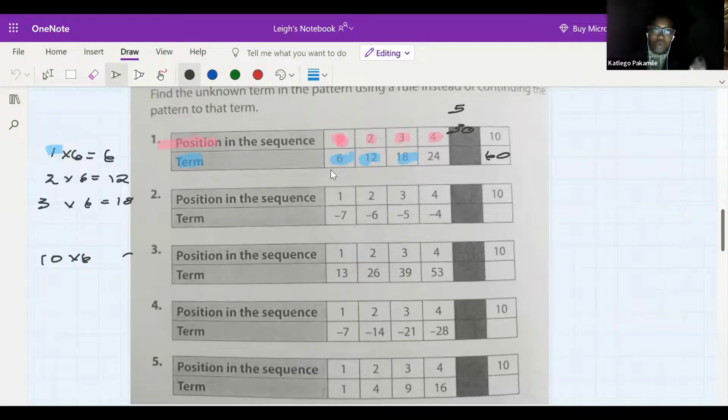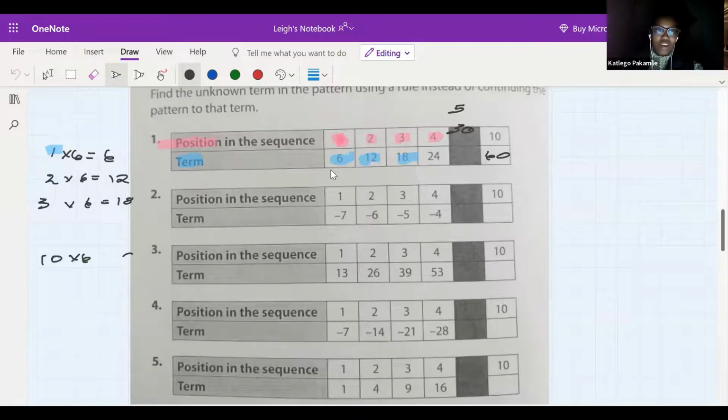Then you check, does it work with the next one? Okay, number 2 times 6 is 12, which is the term. Okay, it works. Does it work with number 3? Okay, 3 times 6 is 18, so it works. So now you know, if I say to you, what is term number 10? Then you say, okay, term number 10 times 6 is 60.